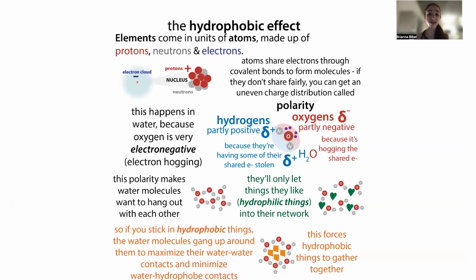But if the water doesn't like those things, then those things are going to get excluded by the water. The water is going to kind of gang up around them, and this is going to force those things that the water doesn't like to clump together. And we call those things that are getting excluded by the water hydrophobic. So water phobic, fearing, but they're not really fearing, the water just doesn't like them. And so the water is going to exclude them. And we call this the hydrophobic effect.